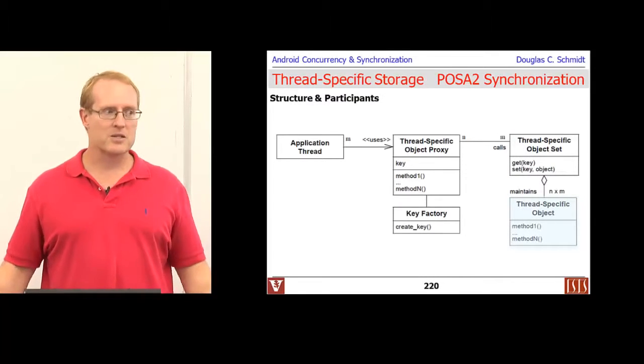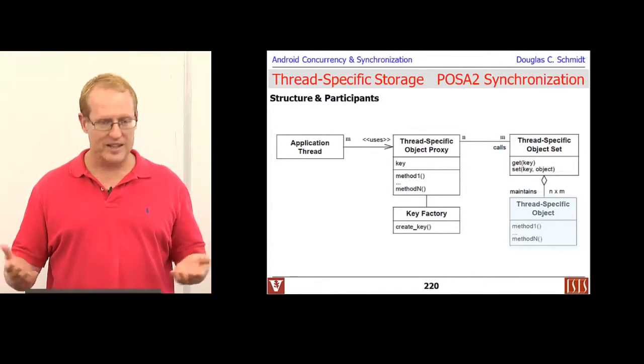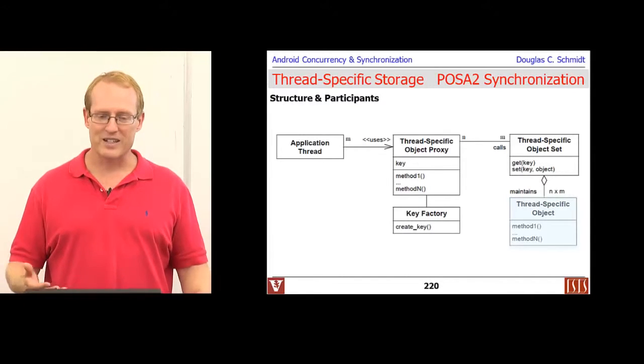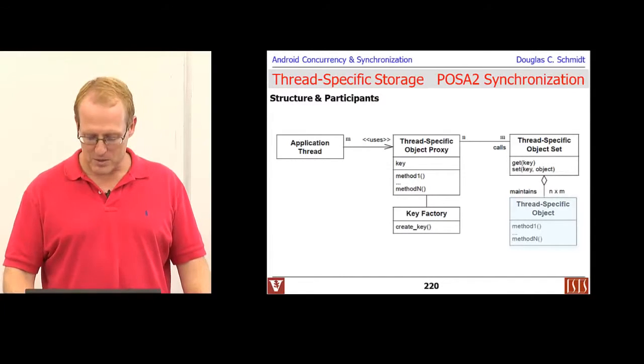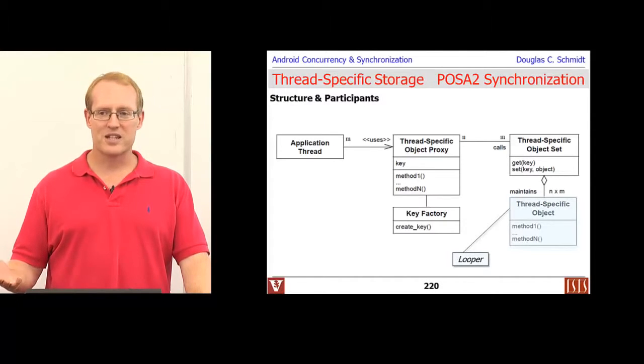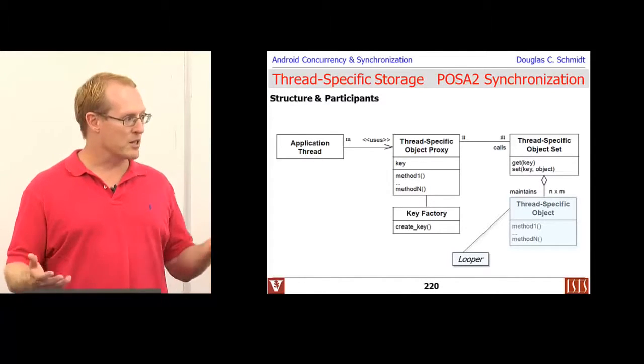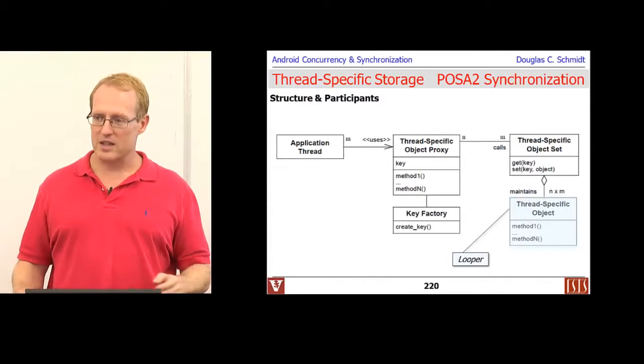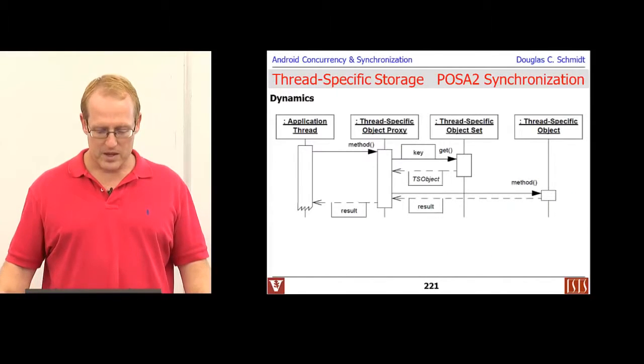And then the last piece of the puzzle is the thread-specific object. This is actually the thing that does whatever it does, right? It's something that you're going to store in thread-specific storage. And the particular example we're going to talk about here, of course, is the Looper. So that's what we're going to put in thread-specific storage. But of course, you could put other things in thread-specific storage as well.